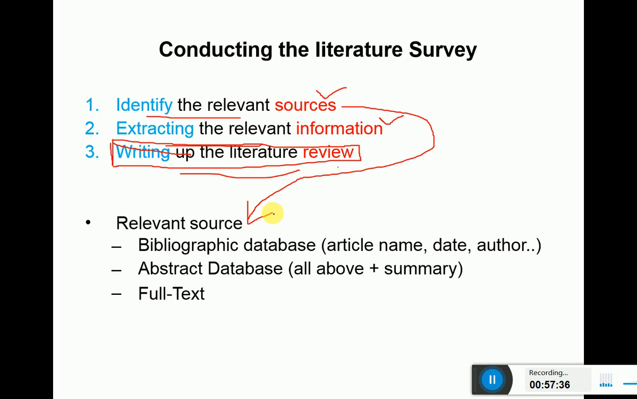Number one, that is bibliographic database. Bibliographic database is a database where you will find the article name, the date, the author, the year, and publication details.